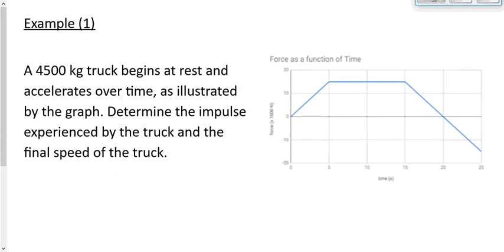Let's do example number 1. It says a 4,500... Oh, you know what? Before we read this question, what do you notice? What jumps out at you? There's a graph. You can't possibly not see a graph there. That graph is force versus time.